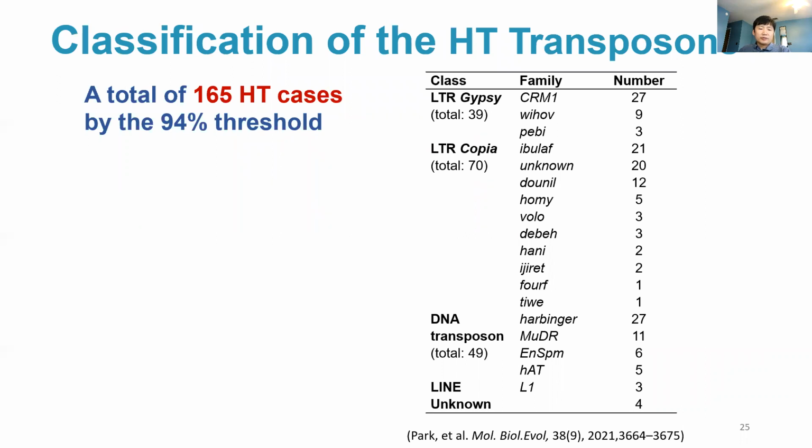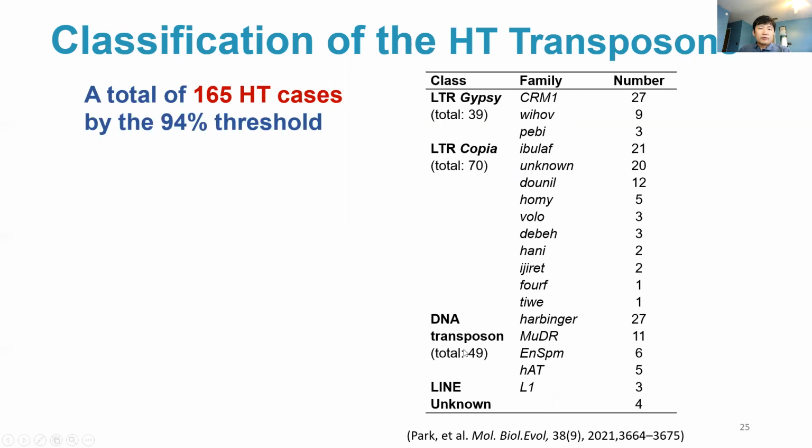And this table shows the classification of 165 horizontal transfer cases identified by the 94% identity threshold. LTR-retrotransposons were most abundant, with a total of 109 cases, and the number of Copia was 70 among them, which is the most abundant among the repeats.